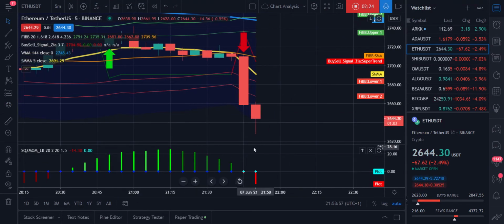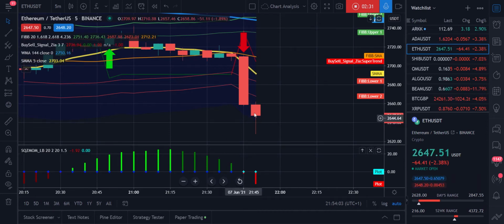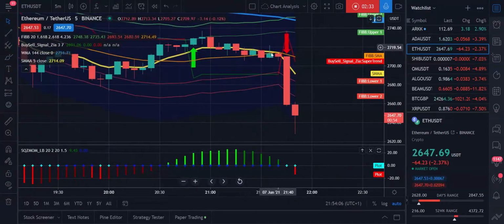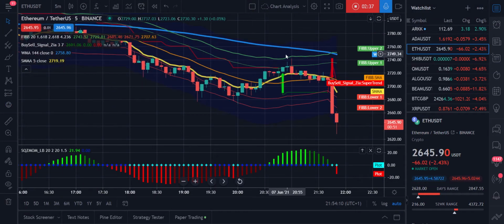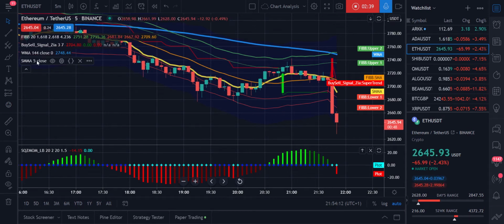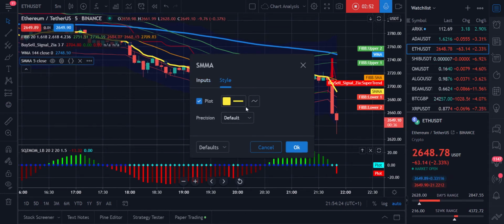So as you can see here, it's 2150, 2140, then we have 35, 30. Now we can see the yellow line and we can see the blue line. The blue line shows you, as I said, the weighted moving average. And the yellow line shows you the smoothed moving average. Now I put the settings on the yellow one as length 5 and the style is yellow, and it's kind of bolded so I can see it as well.